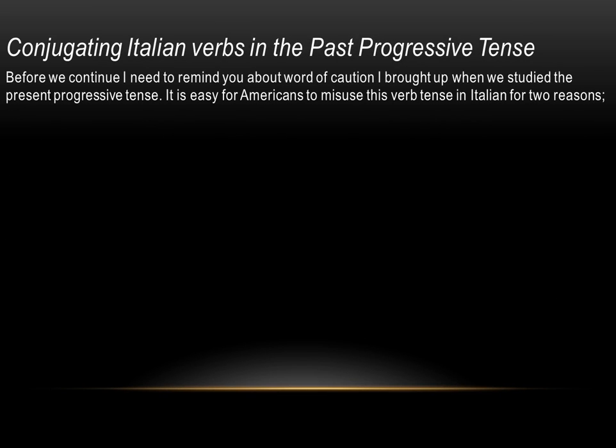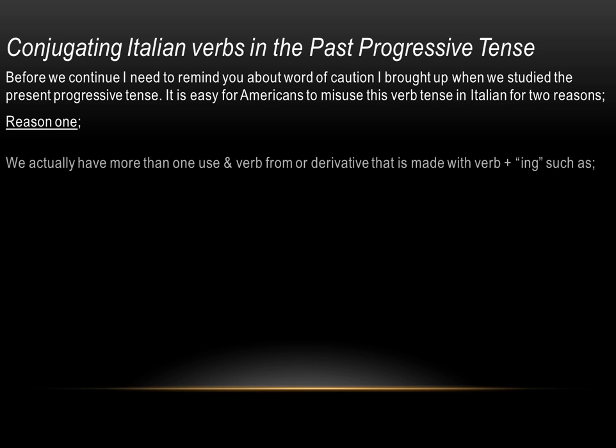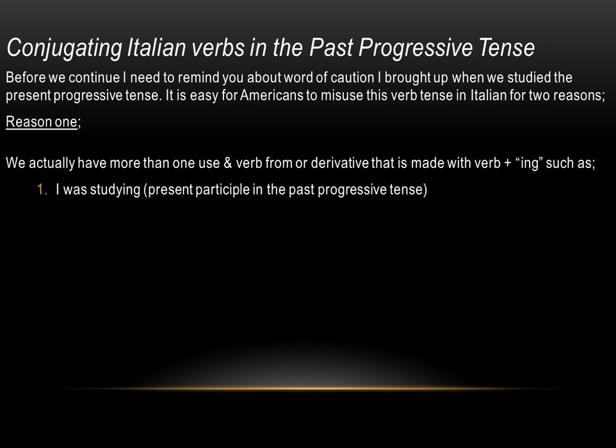Okay, before we continue, I need to remind you about the word of caution I brought up when we studied the present progressive tense. It's easy for Americans to misuse this verb tense in Italian for two reasons. Reason one, we actually have more than one use in verb form or derivative that is made with the verb plus ing, such as I was studying, a present participle in the past progressive tense.